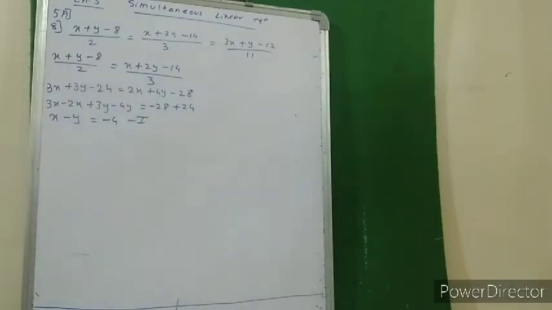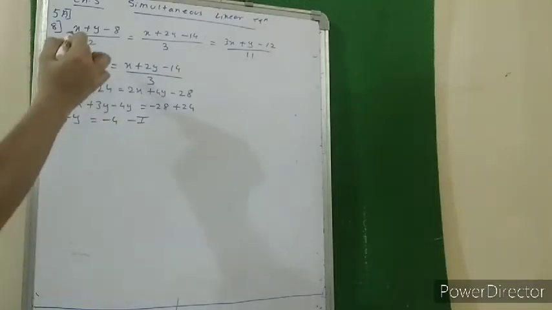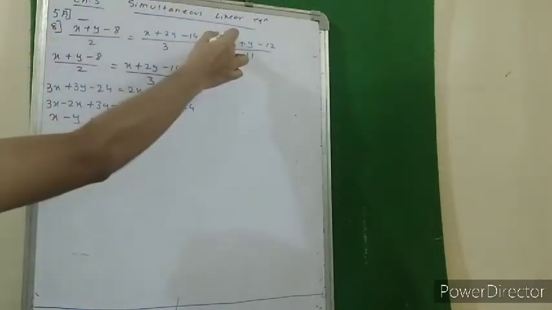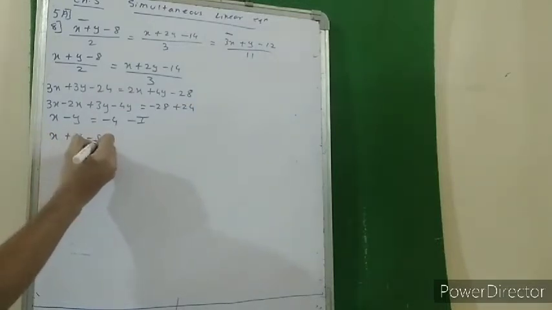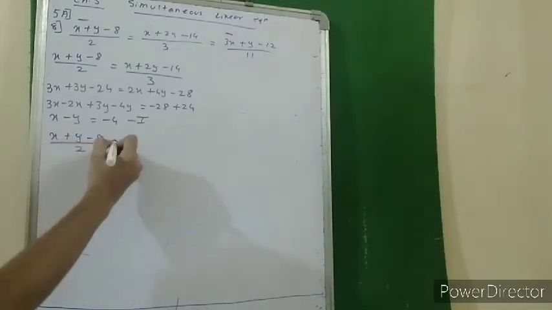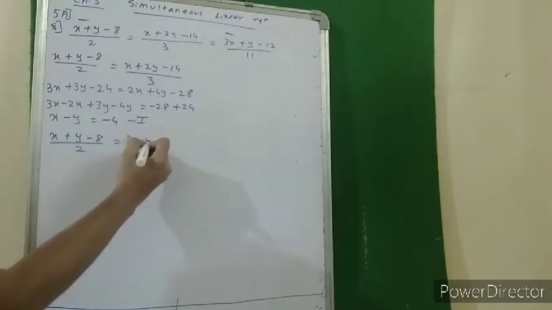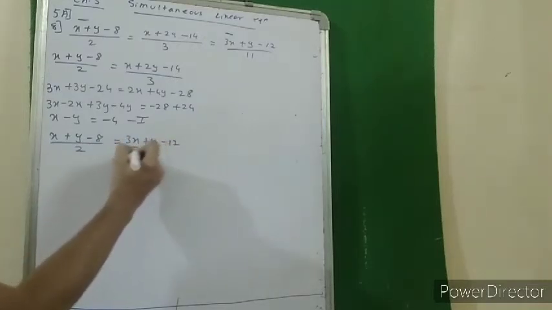Okay, similarly we will find equation number 2. I will take the first and the last, that is (x plus y minus 8) upon 2 is equal to (3x plus y minus 12) upon 11.